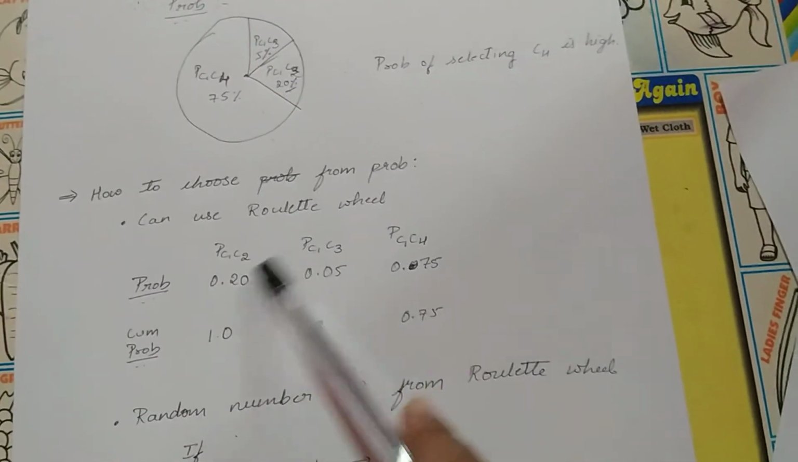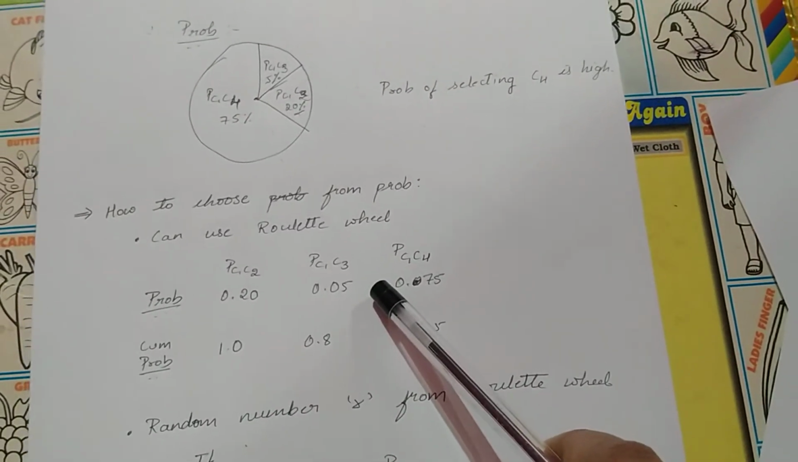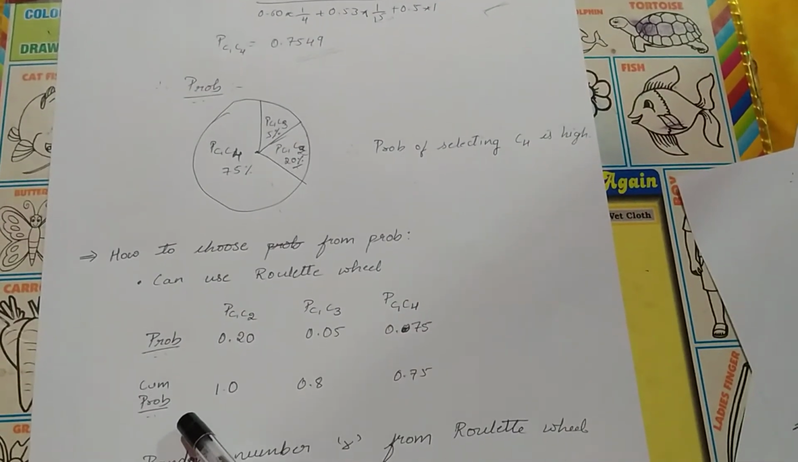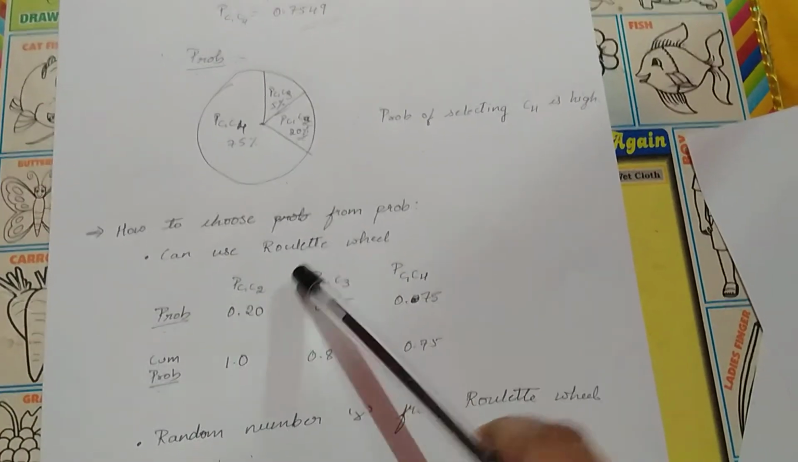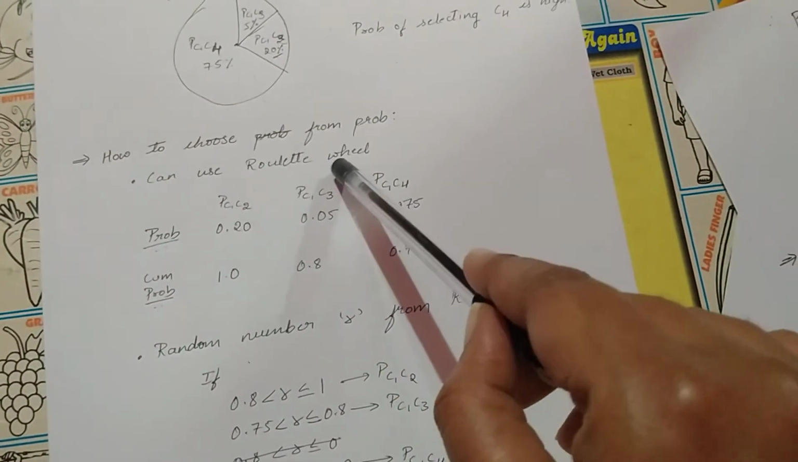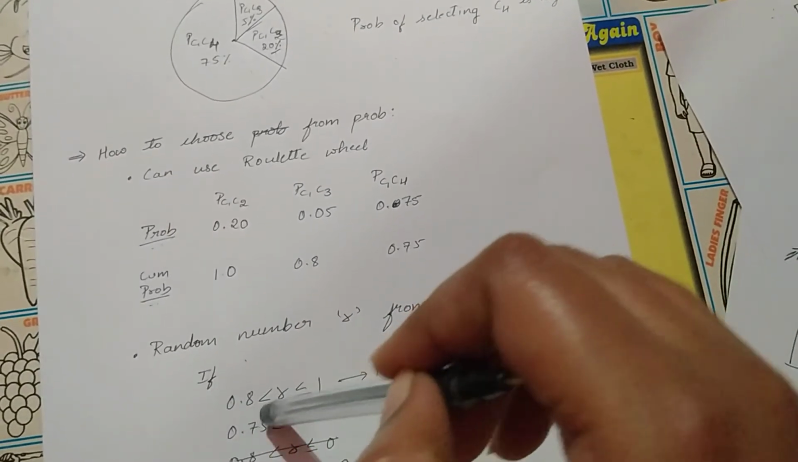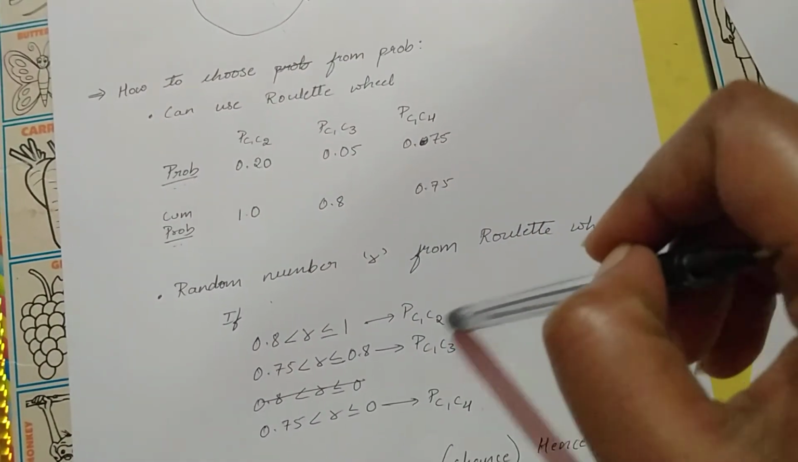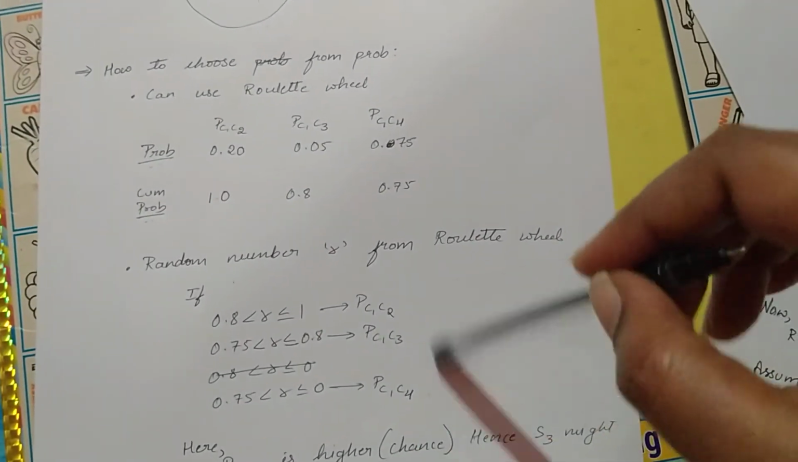So how to find it in the roulette wheel is, first we calculate the probability, same as this. These are some probabilities, and for that we calculate the cumulative probability. Then whatever value we get from the roulette wheel, we put in a comparison. That value is considered a random number. If the random number lies between these cumulative ranges, then we say it belongs to either C1, C2, or C1, C3, or C1, C4, and we conclude based on this range.